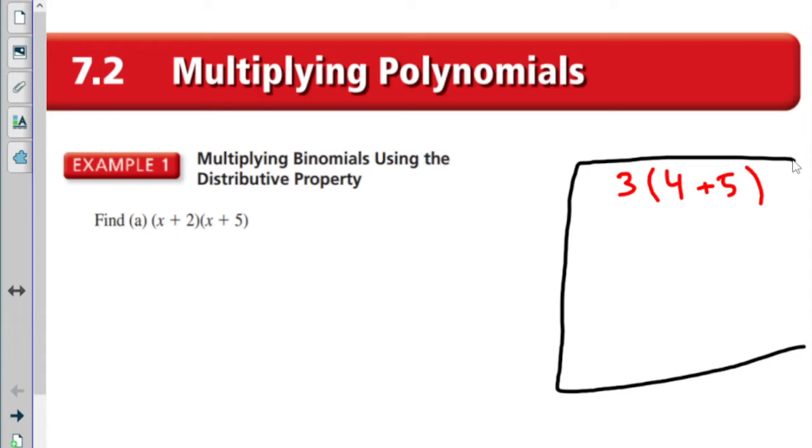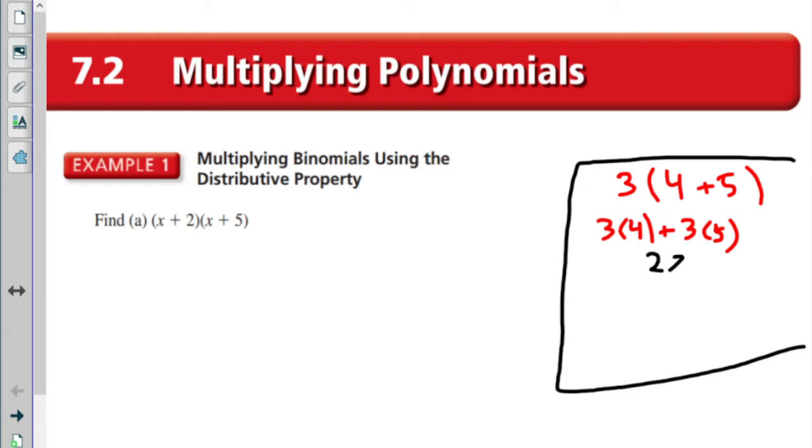However, what distributing says is that I can also write this as 3 times each of these pieces. So I can also write this as 3 times 4 plus 3 times 5. And that's the same thing. It's going to give me the same answer. 3 times 4 is 12. 3 times 5 is 15. And 12 and 15, hey, look at that, it's 27. Both ways of doing this will give me the same answer.